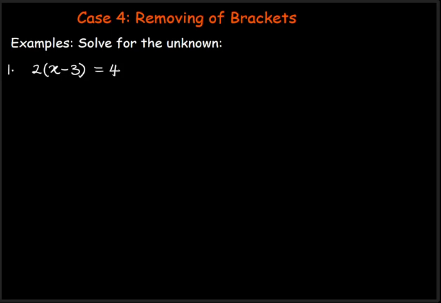So today we'll be looking at removing of brackets. This is always a very simple case because we've already done clearing brackets in algebraic expressions. So we use that idea, remove the bracket, and then most likely we collect like terms and get our solution. So let's see. Solve 2(x - 3) = 4.